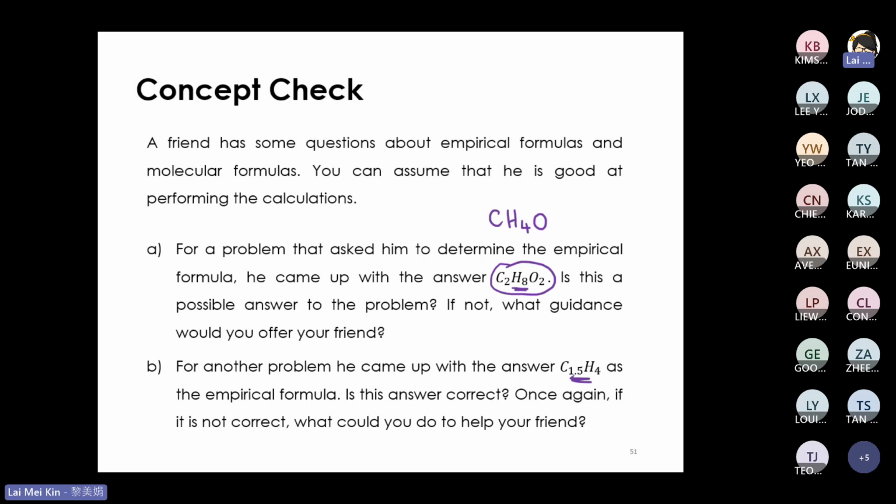Okay, for another question, your friend came up with this, C1.5H4 as the empirical formula. Is this correct or not? Okay, why again? Must be integer, must be whole number. So what is the correct answer? Okay, you have to put this as an integer, so you multiply by 2.